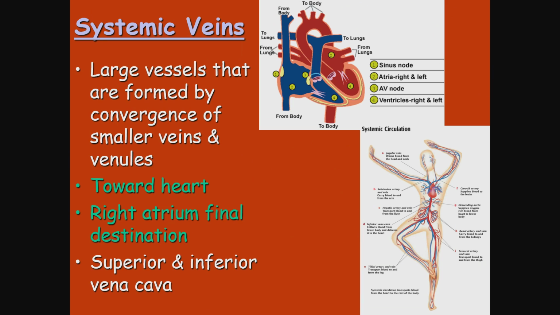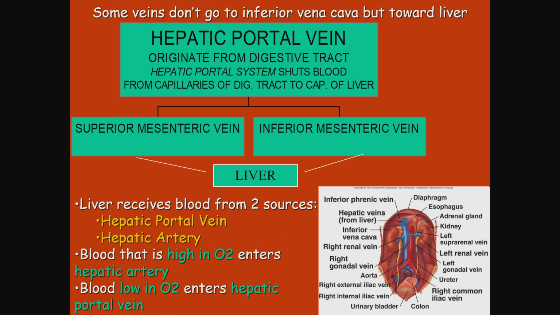The systemic veins, they're large vessels that are formed by convergence of smaller veins and venules. The systemic veins go towards the heart and arteries go away from the heart. The right atrium is the final destination, and the way that they get in there is either through the superior vena cava or the inferior vena cava. Some veins don't go to either, but instead go towards the liver.